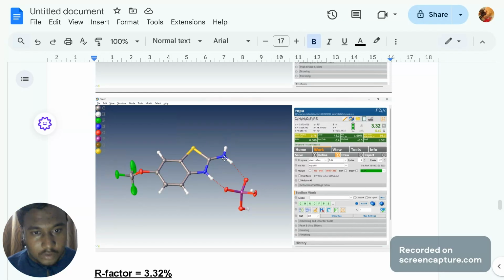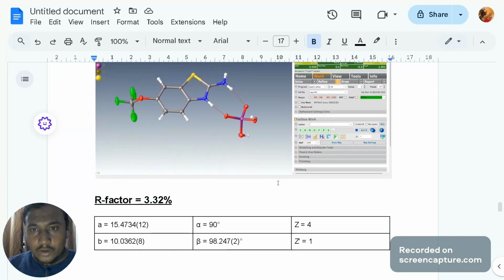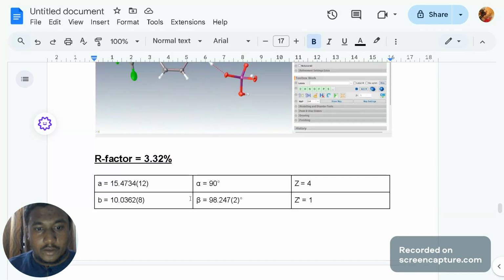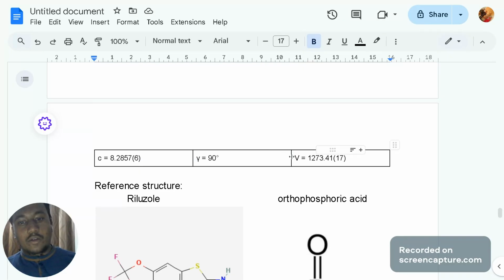Like this I found it non-planar, the sulfur and nitrogen were out of the plane of this benzene ring. Here the R factor I have obtained is 3.32, and here also alpha equals gamma but not equal to beta, which is 98.247, but alpha and gamma are 90 degrees. The volume of the lattice here I have obtained is 1273.41.